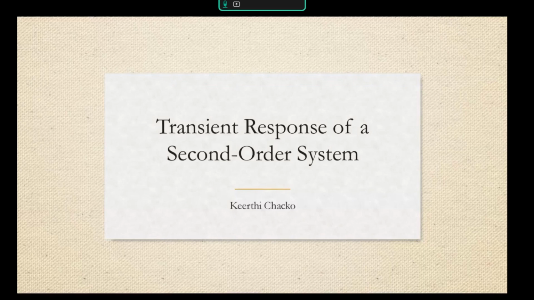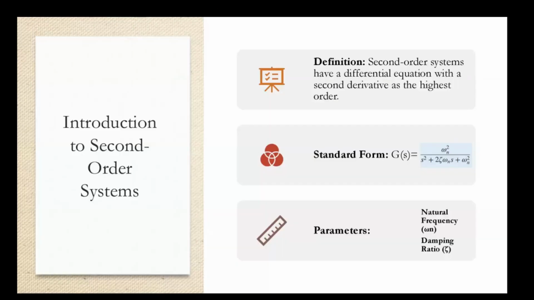Today we will discuss the transient response of a second order system. Second order systems are systems which have a differential equation with a second derivative as the highest order. When we look at the differential equation, it will be of this form with the highest derivative as the second order derivative. Similarly, when we have a transfer function, the highest power will be 2. So such systems are called second order systems.